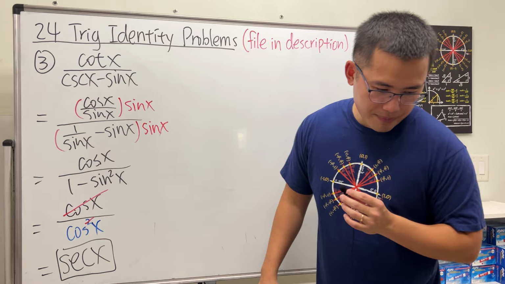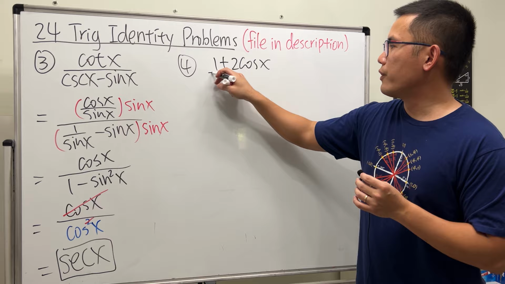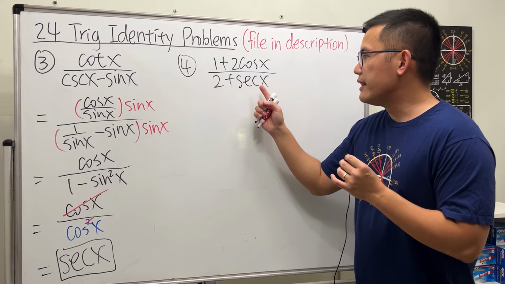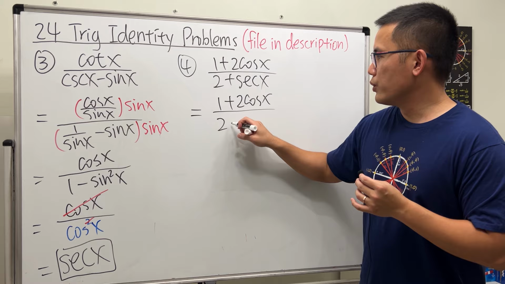All right, number 4. So for number 4, we have 1 plus 2 cosine x over, on the bottom we have 2 plus secant x. Don't worry, let's use the same strategy. And now let's change the secant x into 1 over cosine and see what happens. So the top is still 1 plus 2 cosine x, and then for the bottom, 2 plus that is 1 over cosine x.